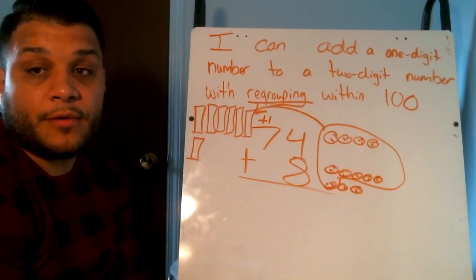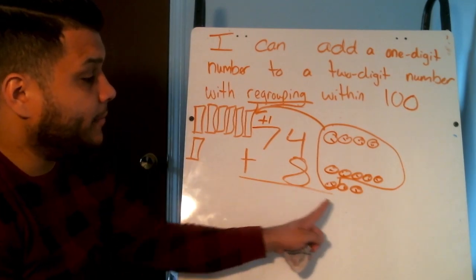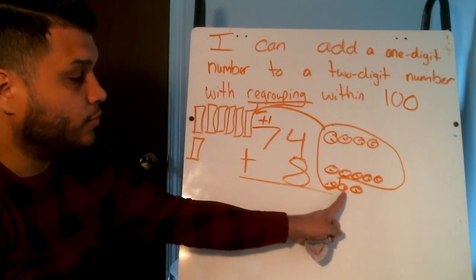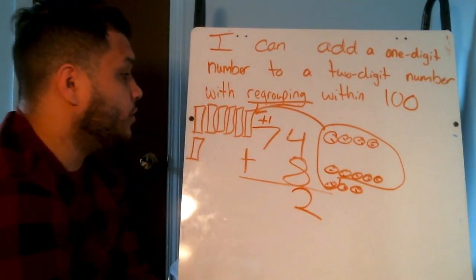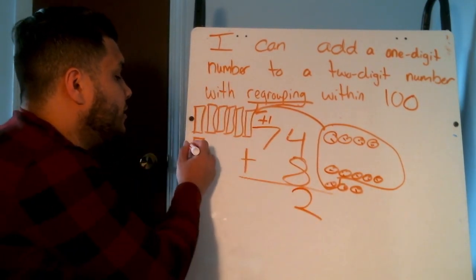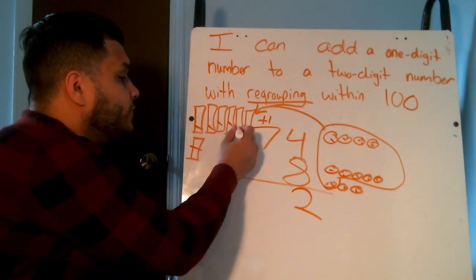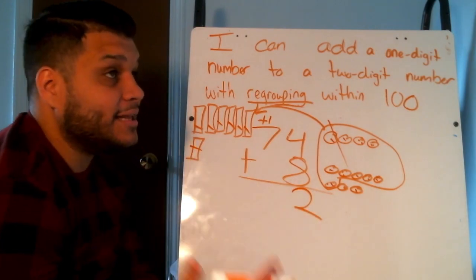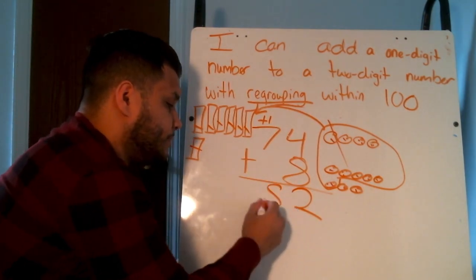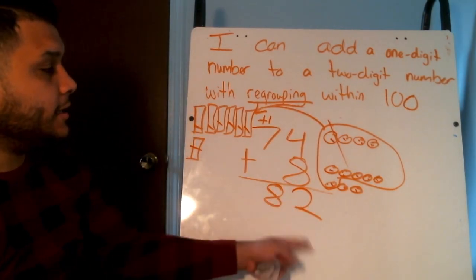All right, step number 4, let's solve it. How many ones do I have? I have 1, 2. 2 ones that were left over. How many 10s do I have? 10, 20, 30, 40, 50, 60, 70, 80. And in 80, there are 8 10s. 82.